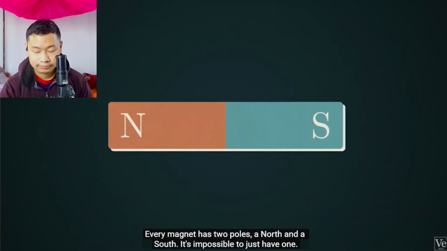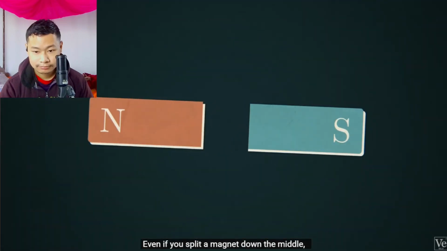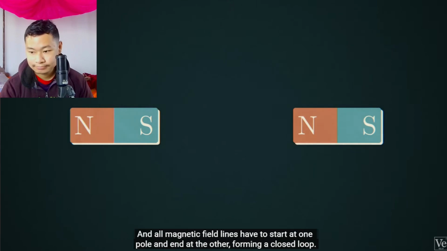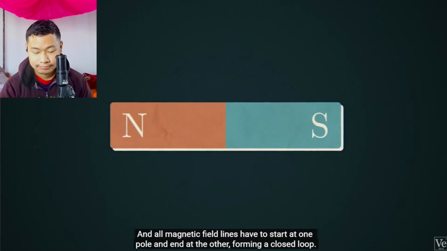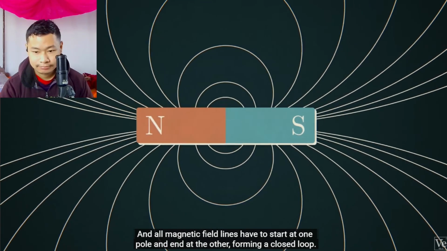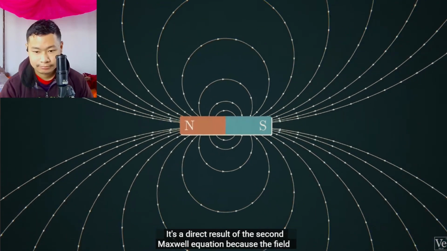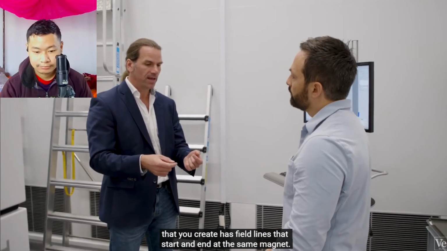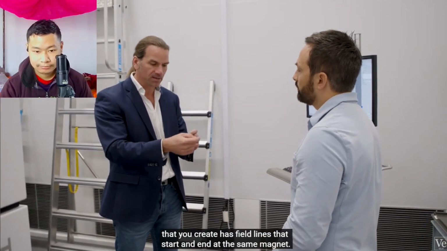Every magnet has two poles, a north and a south. It's impossible to just have one. Even if you split a magnet down the middle, it creates two smaller magnets, both with a north and a south. And all magnetic field lines have to start at one pole and end at the other, forming a closed loop. This is a direct result of the second Maxwell equation, because the field that you create has field lines that start and end at the same magnet.